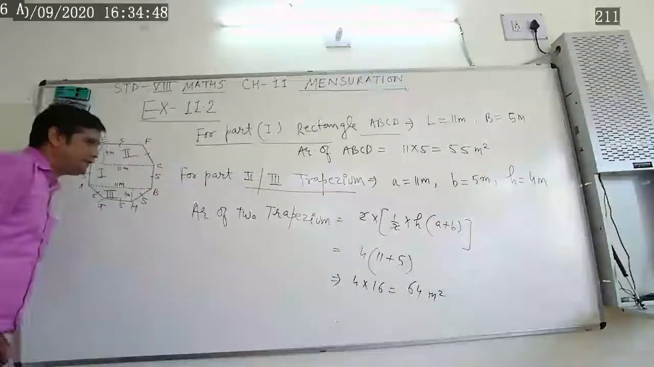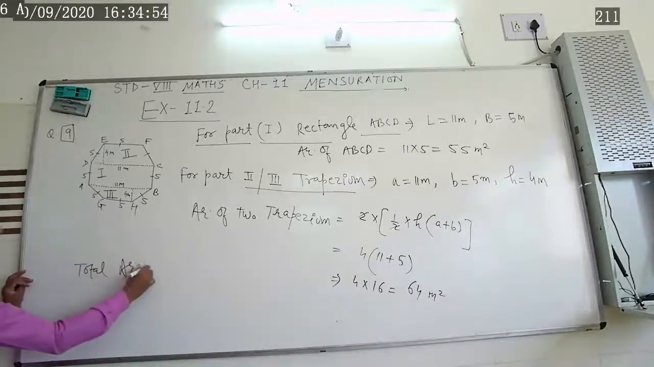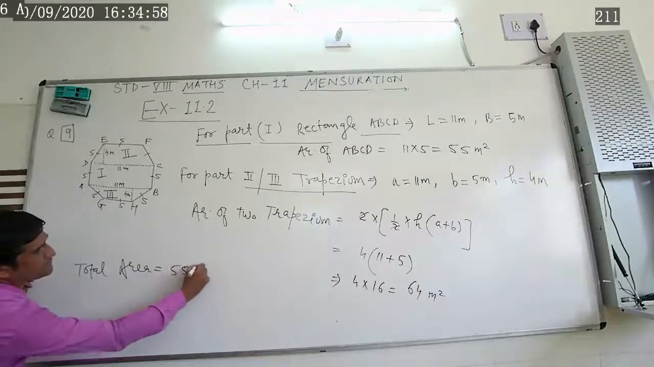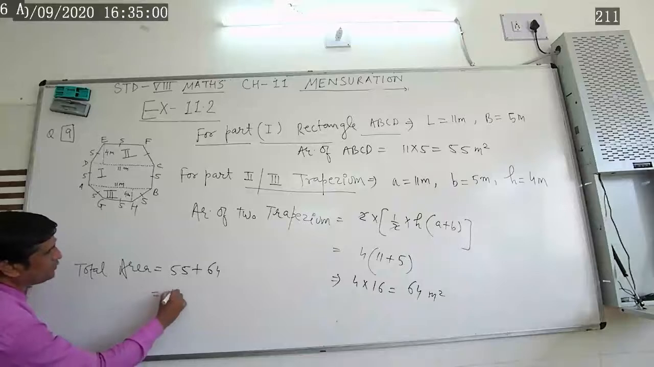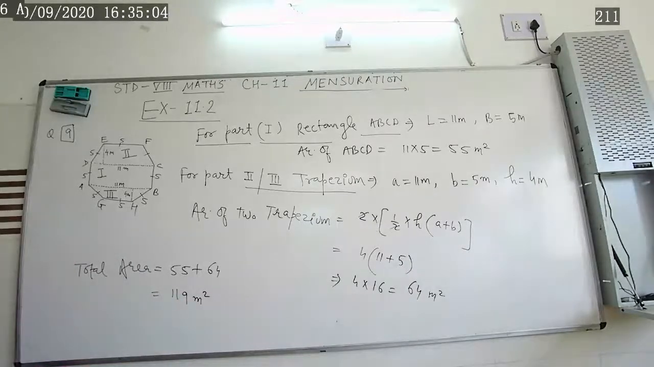So we can find out the total area, which is equal to 55 plus 64 is equal to 119 meter square. This will be the area of this total shape as given, the regular octagon. So you people can see, I have divided this regular octagon in 3 parts.